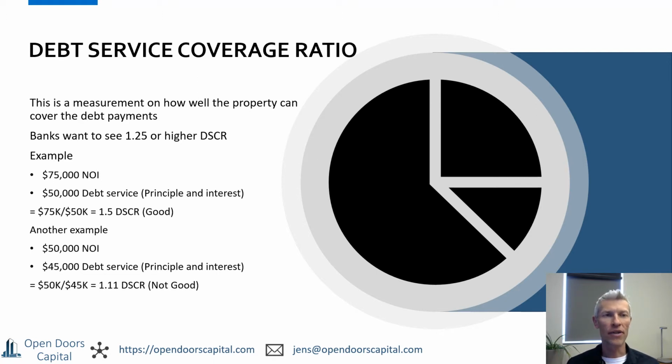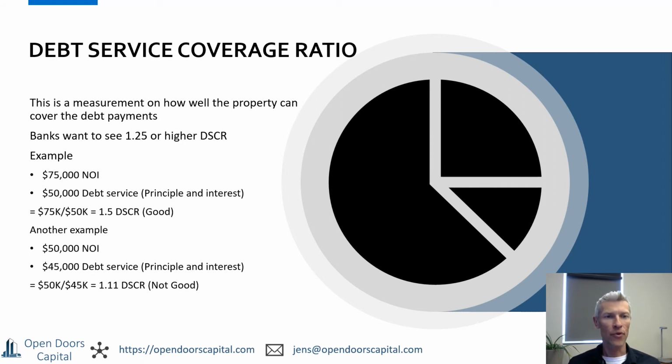So an example here, we have $75,000 of net operating income. This again is your income less your expenses. And you have a $50,000 debt service. Then you need to divide your NOI by your debt service, principal and interest, and you arrive at a 1.5 debt service coverage ratio, meaning that your income can cover the debt easily. So that's good. The bank will be happy with that.